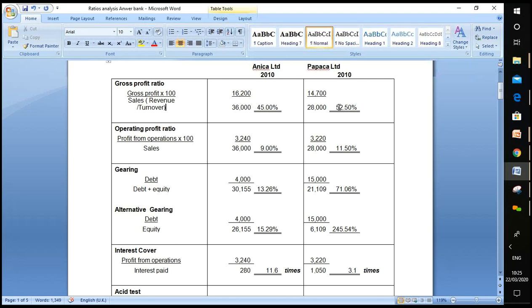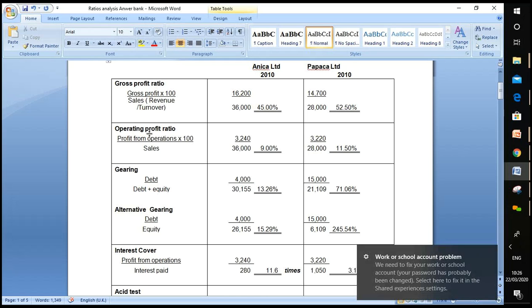If we look at the sales, Papika has less than Anika, yes? But the gross profit percentage is more, 7.5% more. Why? Because Anika's cost of sales is higher. So Anika needs to focus on the cost of sales. When they reduce the cost of sales, profitability will go up and they can increase the profit. Any question here? No, you understand that.